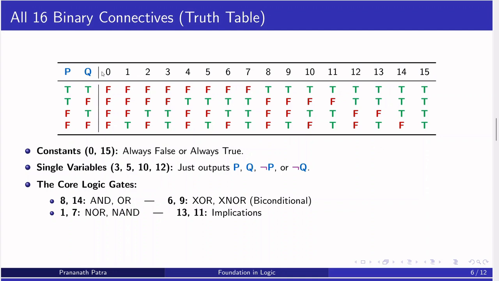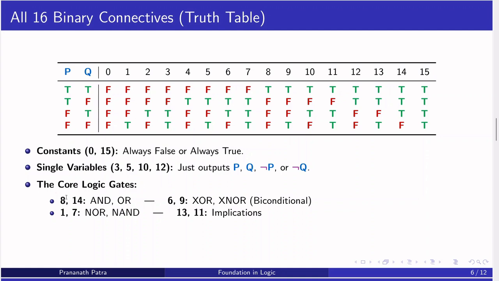Now, most of these are either trivial or redundant, so let's quickly categorize them. Functions 0 and 15 are constants. One always outputs false, the other always true. These are your contradictions and tautologies. Functions 3, 5, 10, and 12 just spit back a single variable, P, Q, or their negations. Not very interesting. But the rest, these are the ones that matter.